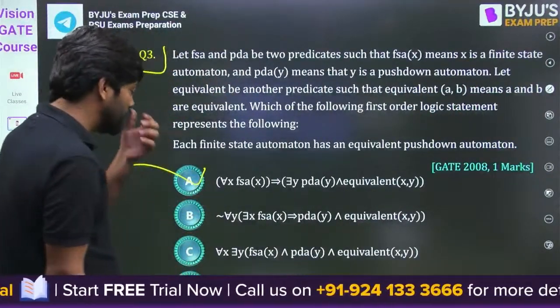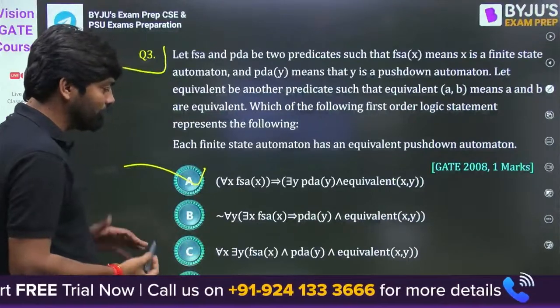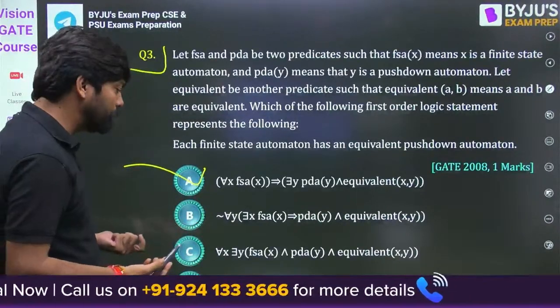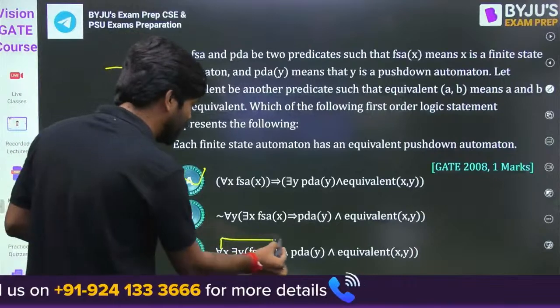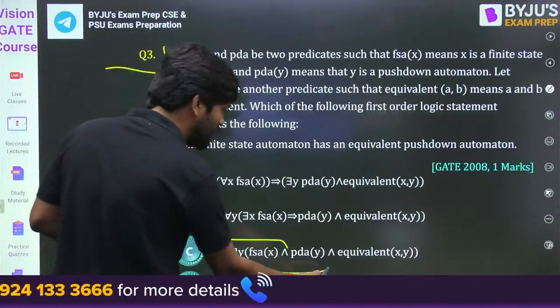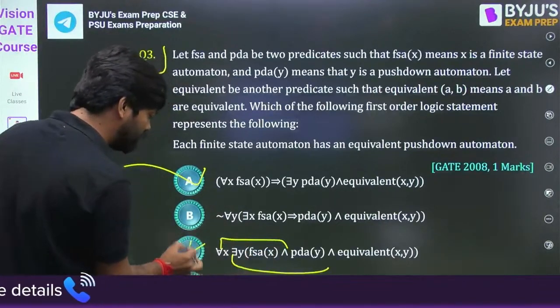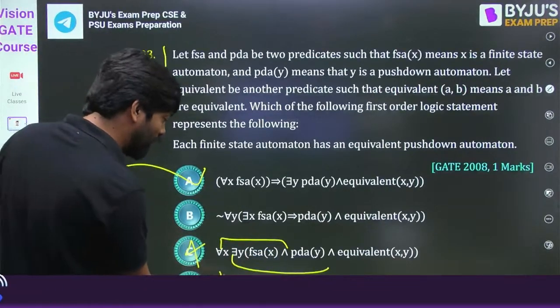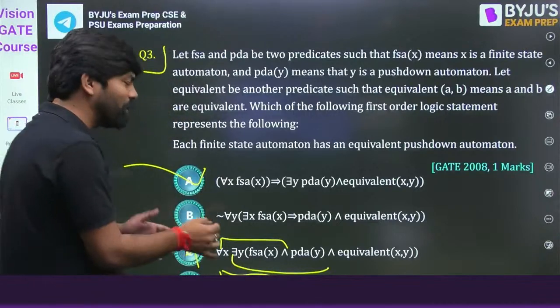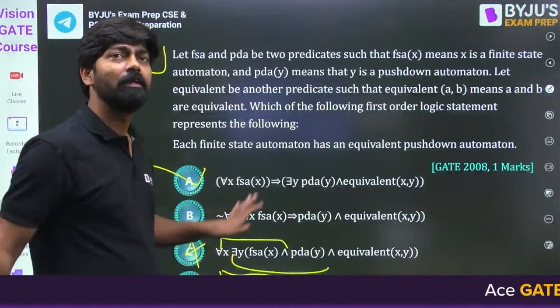For this one, generally what you do, just see, you can remove some options. For all does not follow and. I told you there exists does not follow, there exists follows and. So for all does not follow and, so it will not be the answer. For all follows and here, so it will not be the answer. Generally you can remove like this. Already we have seen this question.